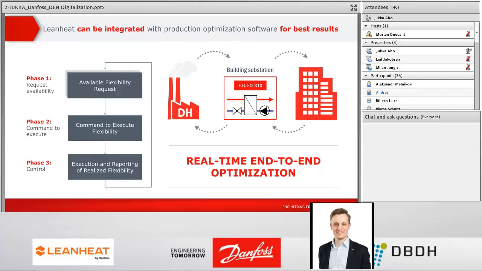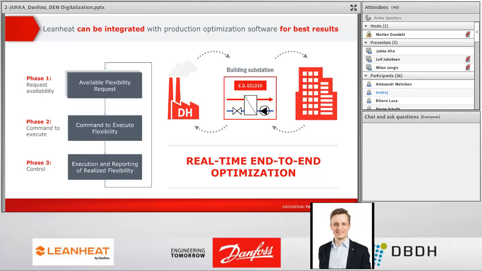Then finally, when the production optimization system has realized, okay, this is the way I want to control demand, it sends a command to the battery to execute that flexibility request. And finally, Lean Heat fulfills that request and also reports on how it was done. This may sound complex, but all of this is happening at software level through APIs.